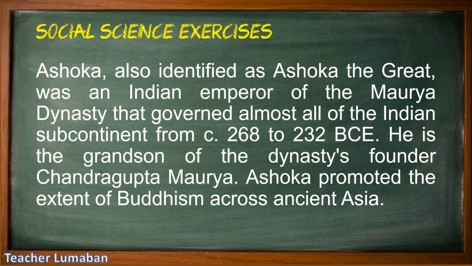Ashoka, also identified as Ashoka the Great, was an Indian emperor of the Maurya dynasty that governed almost all of the Indian subcontinent from c. 268 to 232 BCE. He is the grandson of the dynasty's founder Chandragupta Maurya. Ashoka promoted the extent of Buddhism across ancient Asia.